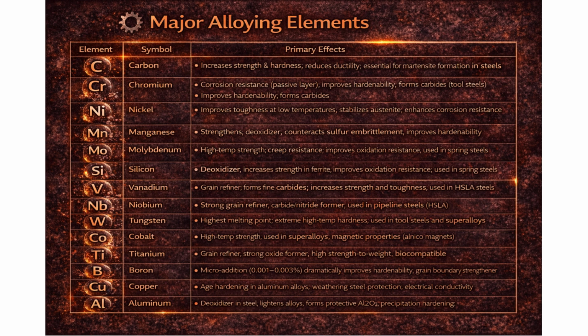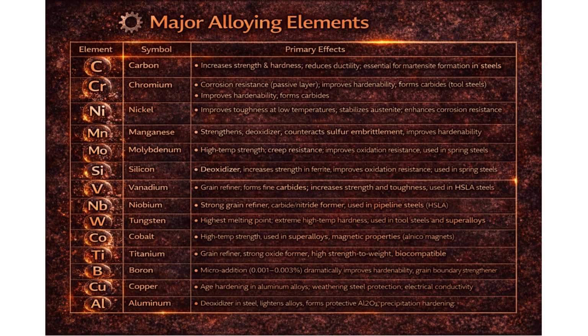Manganese increases strength and hardness. It acts as a deoxidizer during steel making and helps counteract the harmful effects of sulfur. Molybdenum improves high-temperature strength and creep resistance. It also increases hardenability and resistance to pitting corrosion. Silicon primarily acts as a deoxidizer in steel production. It increases strength in ferritic steels and improves oxidation resistance, which is why it is commonly used in spring steels.